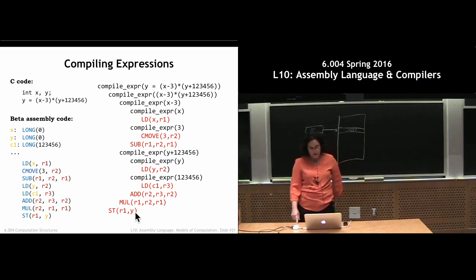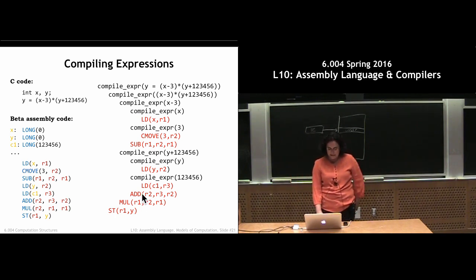Okay? So there's just a couple more slides I'll finish off next time. But basically, this gives you an idea of how we went about taking this high-level code and converting it into assembly language that can run on the beta. And over here, we've got our memory locations, which are required to store our variables. Okay? All right, see you next time.